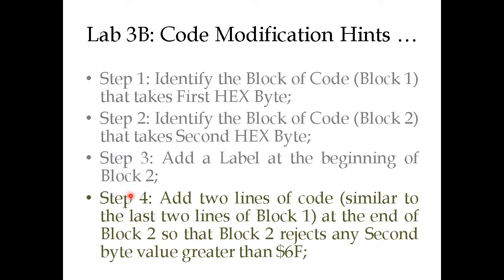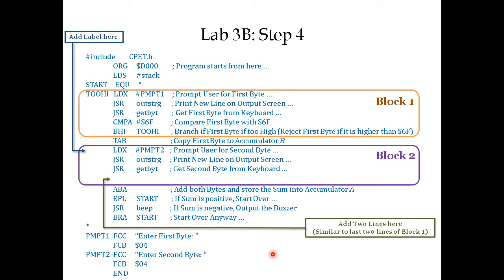In the 4th step, we add 2 lines of code similar to the last 2 lines of block 1 at the end of block 2, so that block 2 rejects the second byte if it is greater than 6F. So this is exactly what we'll be doing. We'll be adding 2 lines here, see, at the end of block 2, which will be similar to these two lines. Remember, similar. So that means you actually have to find out what will be the branch instruction. Okay? We are comparing the numbers as greater than, right? We'll be adding 2 more lines here, and we should be done.